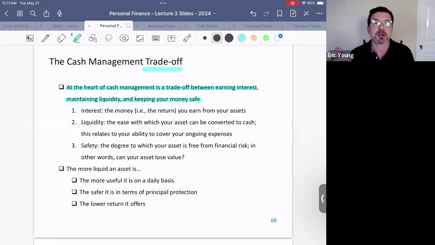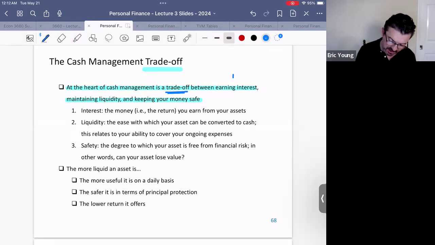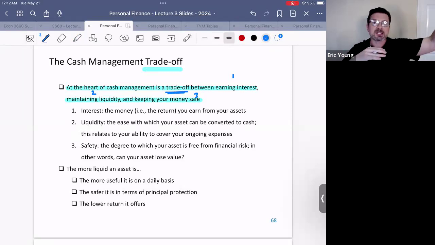No exception here, because at the heart of cash management is a critical trade-off between three conflicting goals: earning interest, maintaining liquidity, and keeping your money safe. In a perfect world, you can do all three things. Your money would grow nicely, growing through interest. That's that interest rate from the time value stuff.